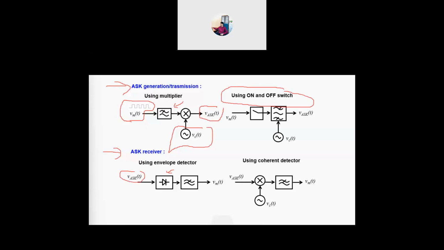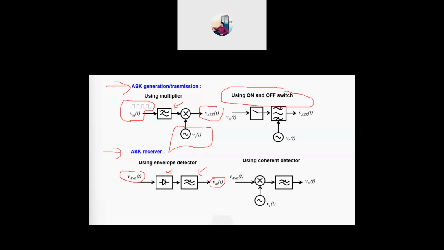So why are we having this? Because we are trying to remove the carrier. Because the carrier has high frequency, and the information is lower frequency, right? That's why only low frequency will pass. And then we get the information signal which is our VM.